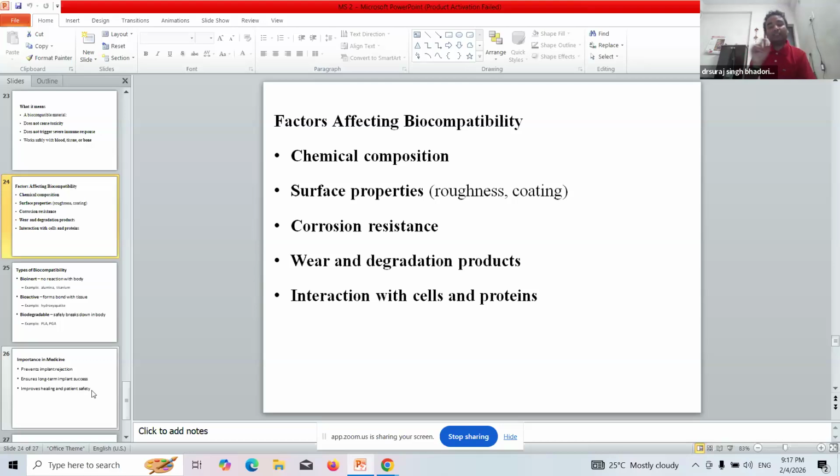So this is the interaction with the cellular event, interaction with the protein event, interaction with the cell and protein event, because these two are different aspects of material science. Cells are different and proteins are different. So when we reunite the cells with protein, it forms the major aspect of the biocompatibility. So these are the different factors which affect the biocompatibility.